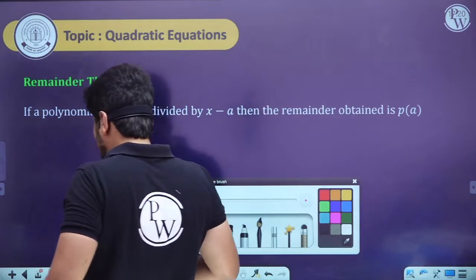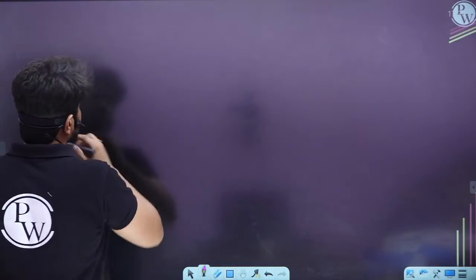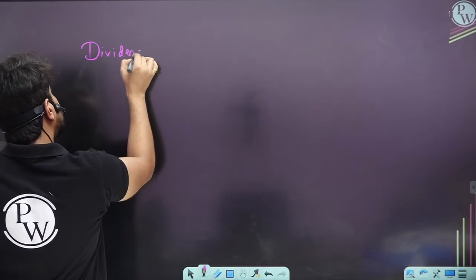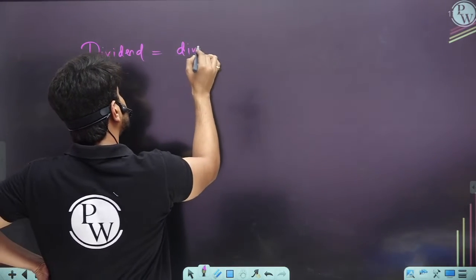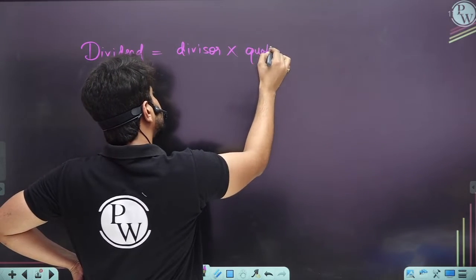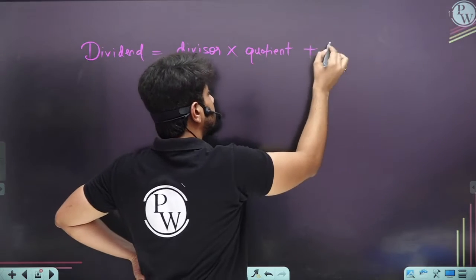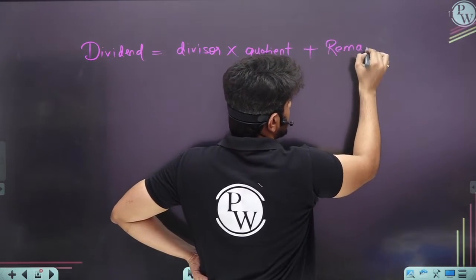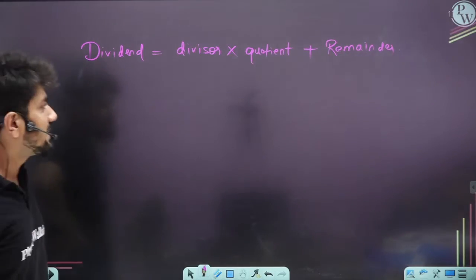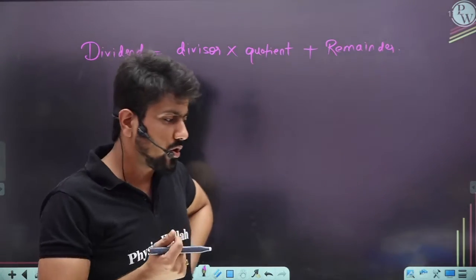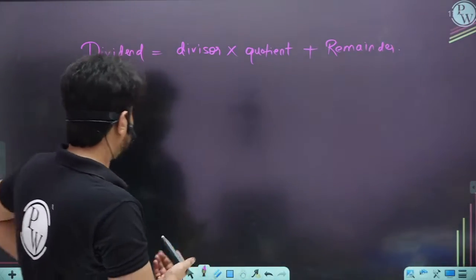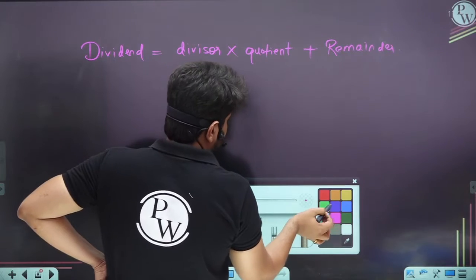Now, one thing all of you must have heard, that dividend is equal to divisor multiplied by quotient, plus remainder. I'll explain this, don't worry. This works every single time, whether you divide two numbers or whether you divide two expressions. This is an identity.